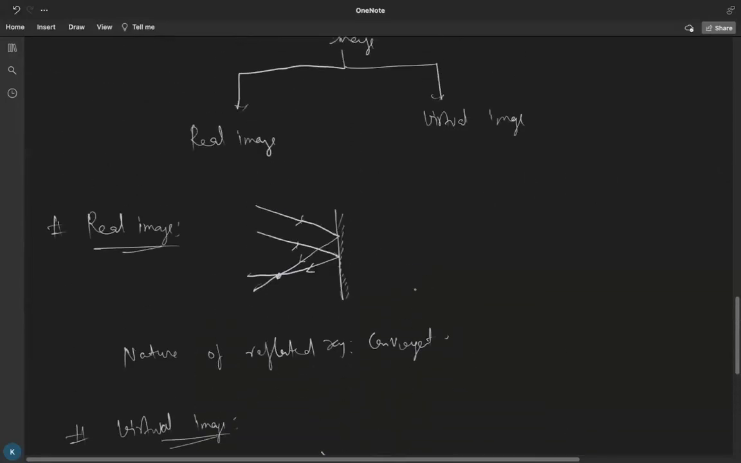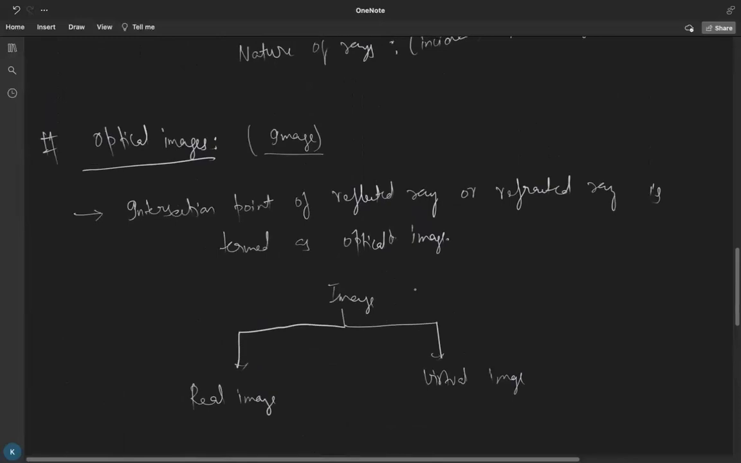So let me quickly recap optical image. An optical image is the intersecting point of the reflected ray, or the refracted ray when you learn refraction. But right now we are talking about reflection, so we are just dealing with the intersecting point of the reflected ray. Now, the intersecting point may be real or virtual. On the basis of that, we have two kinds of image, the real image and the virtual image.